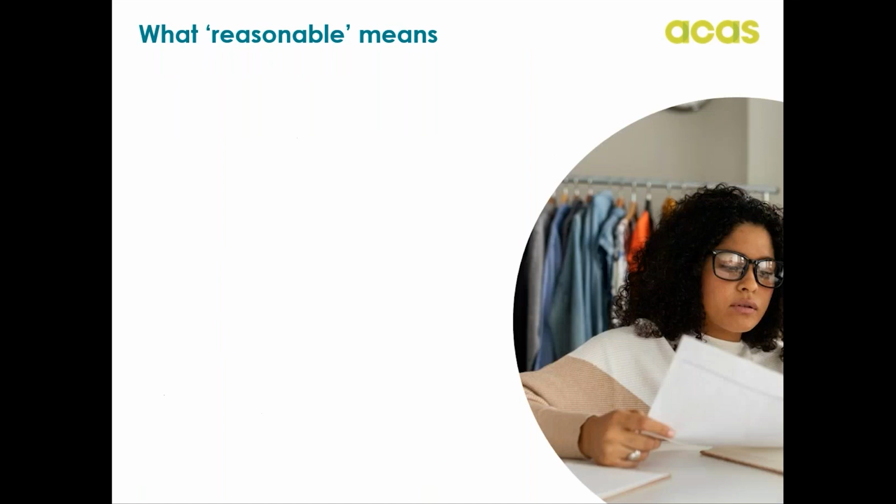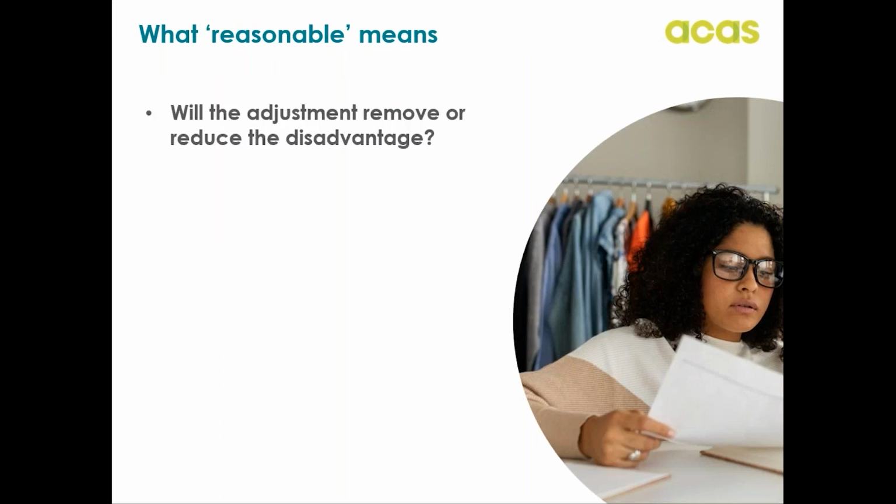So what is reasonable depends on each situation. The employer must consider the adjustment carefully and should think about the following questions. Will the adjustment remove or reduce the disadvantage? So, will it be effective? It should address the specific challenges that the employee faces due to their disability and enable them to perform their role. Is the adjustment practical and feasible for the employer to implement?